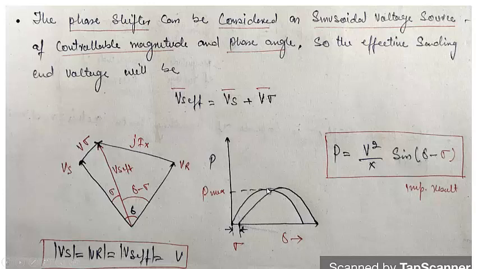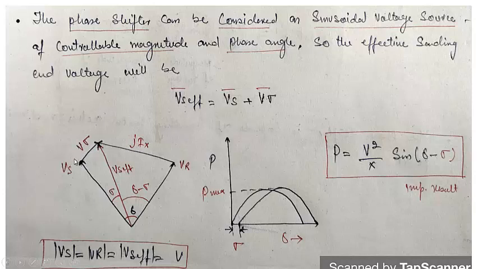This peak will increase, but delta will decrease. So in that case, we are keeping the power transmitted same but decreasing the delta. So we are keeping our desired thing same without actually affecting the transient stability. Please keep this in mind, by keeping the power transmitted same, decreasing delta, we have to increase the value of the voltage. So in that case, this Vs effective will increase.